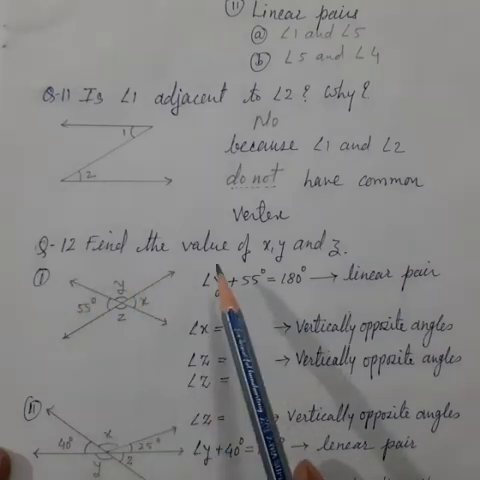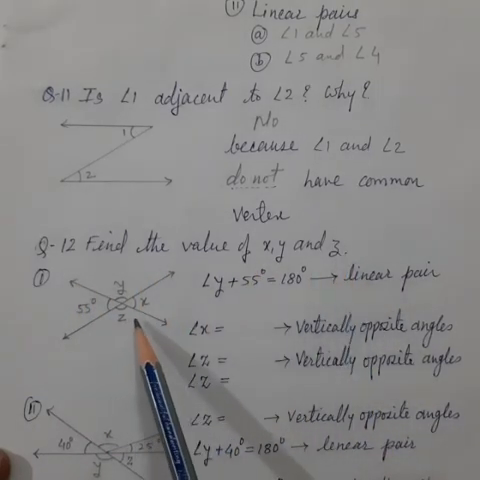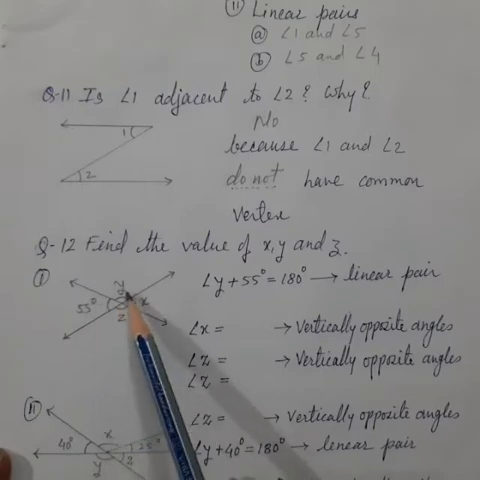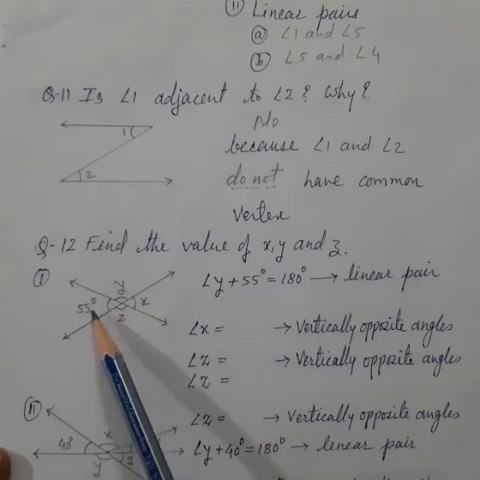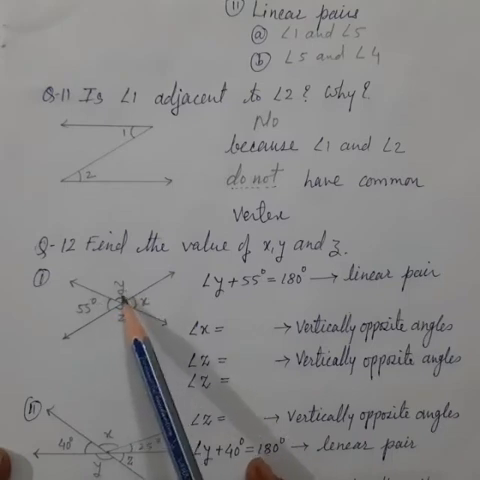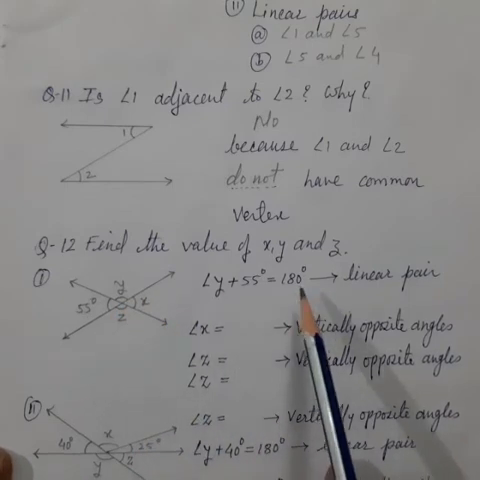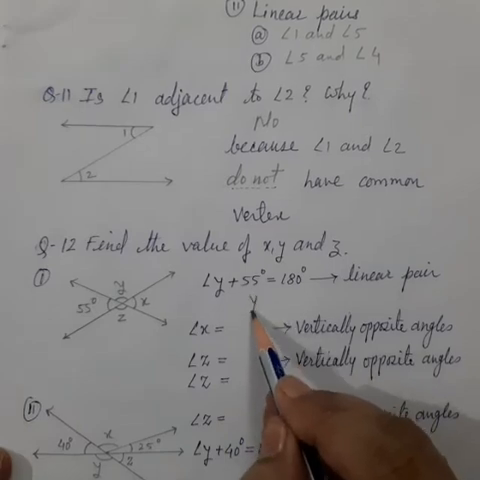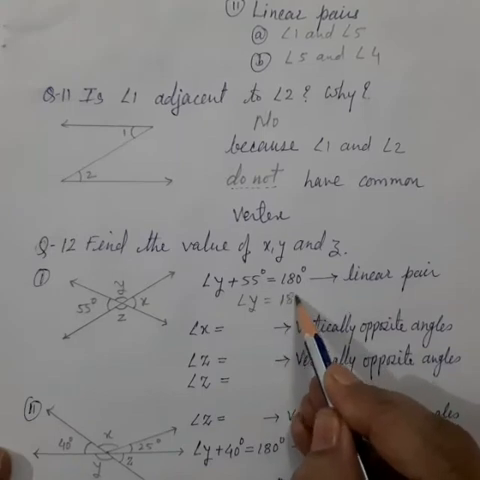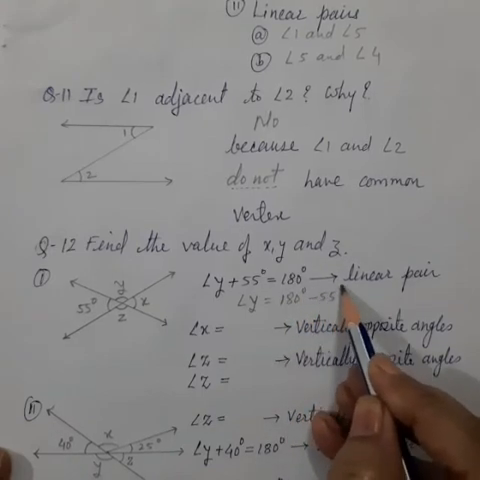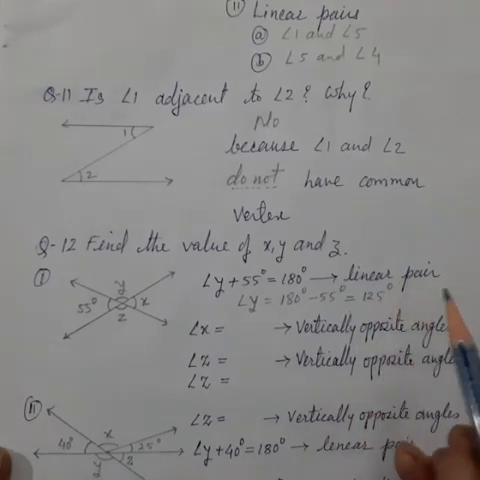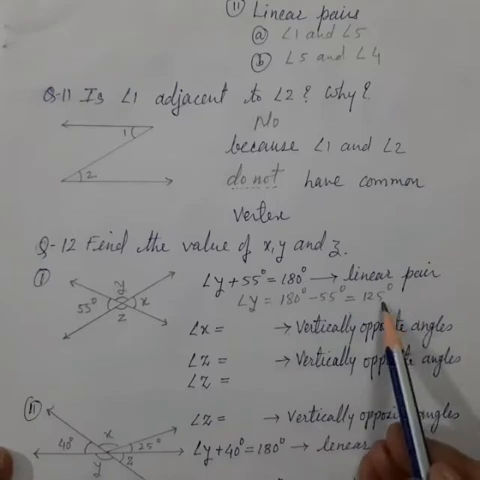Question 12. Find the value of x, y and z in this figure. So here 55 degrees and y together are forming a straight angle. So the sum of these two angles is 180, or they are forming a linear pair, adjacent and supplementary. So the sum is 180 degrees. Find out the value of y here. Angle y equals, we don't want this 55 degrees, so transpose it to the right hand side, minus 55 degrees. And we will get 125 degrees. So the measure of angle y is 125 degrees.